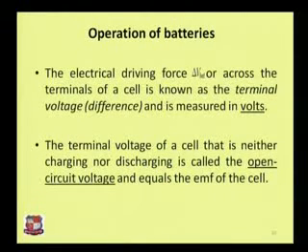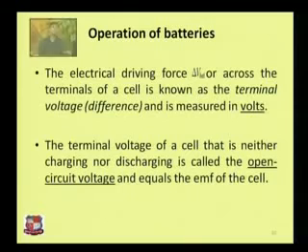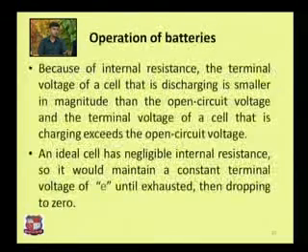So the electric driving force, that is denoted by delta V battery, across the terminals of a cell is known as the terminal voltage or the potential difference, and again it is measured in volts. So what do you mean by terminal voltage? The terminal voltage of a cell that is neither charging nor discharging is known as the open circuit voltage, and it equals the EMF of the cell. So this is an important voltage, and you should know about this terminal voltage.